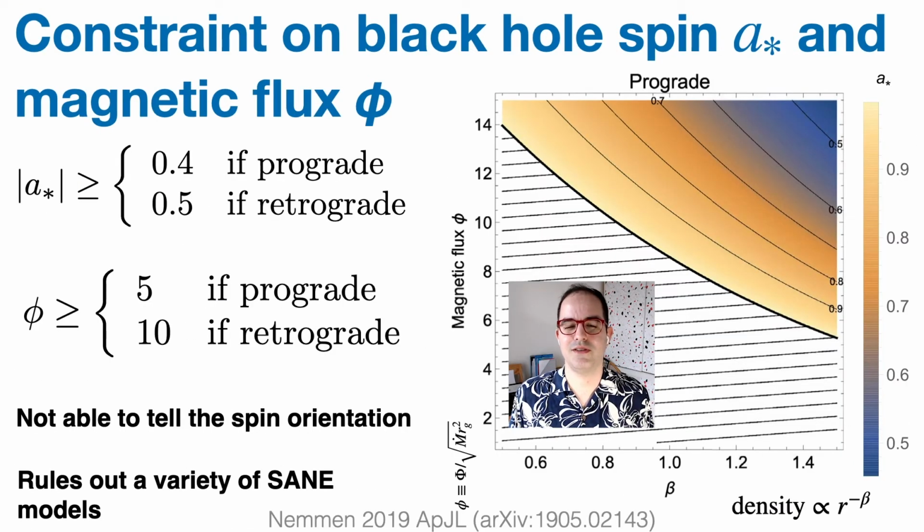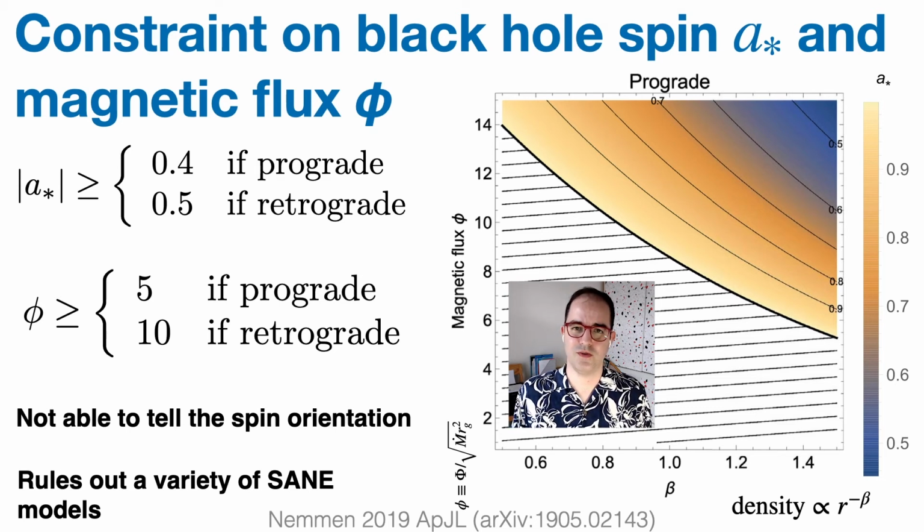And the main result of this work is that we have obtained constraints on the black hole spin and the magnetic flux of M87 by combining this jet power and accretion rate measurements with a sound GRMHD model for the jet powering. And the whole story is summarized in this plot. In this plot here, the y-axis is the magnetic flux. The x-axis corresponds to the power law index regulating the radial variation of the density in the accretion flow, which is one of the main uncertainties in this work.